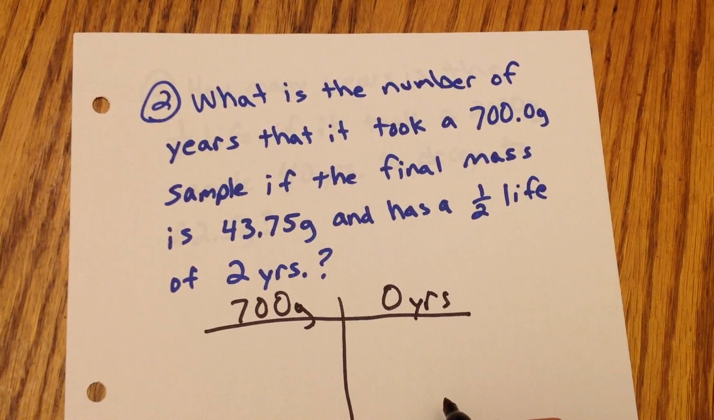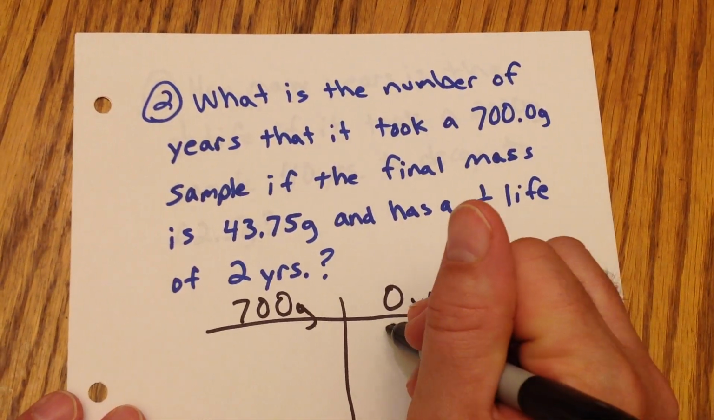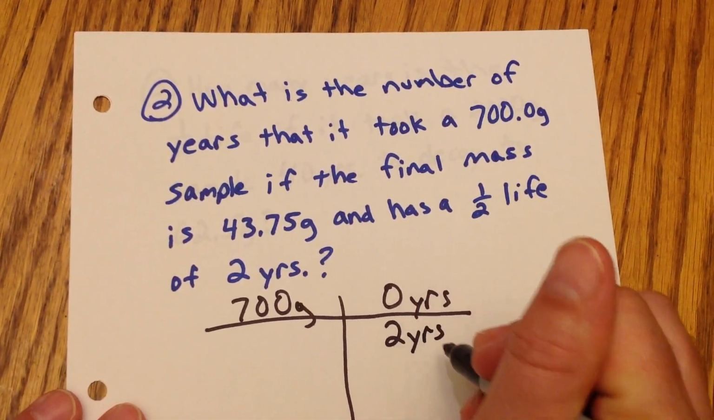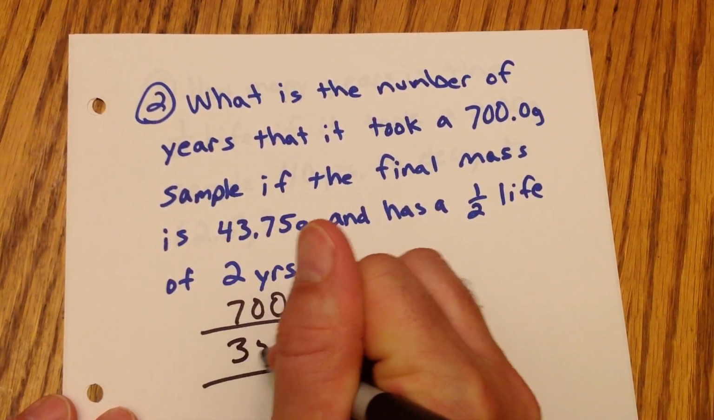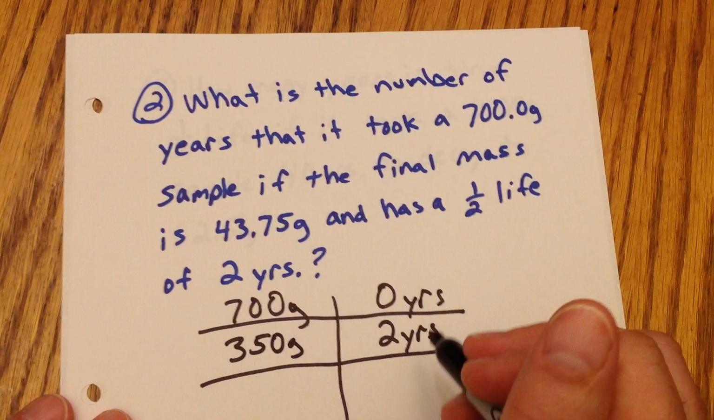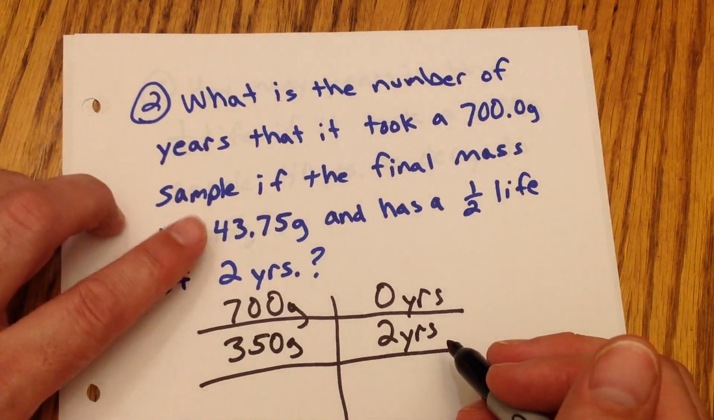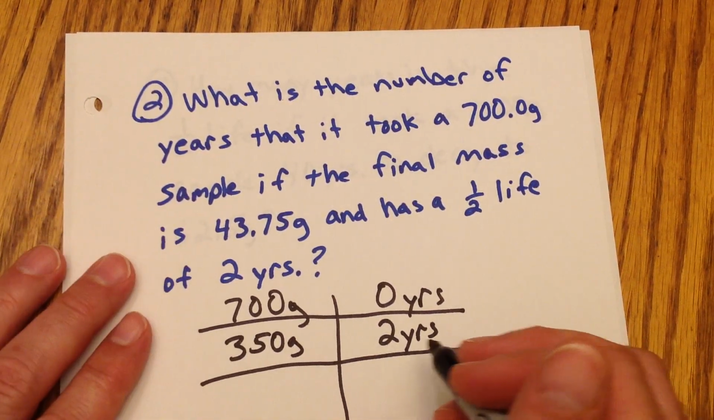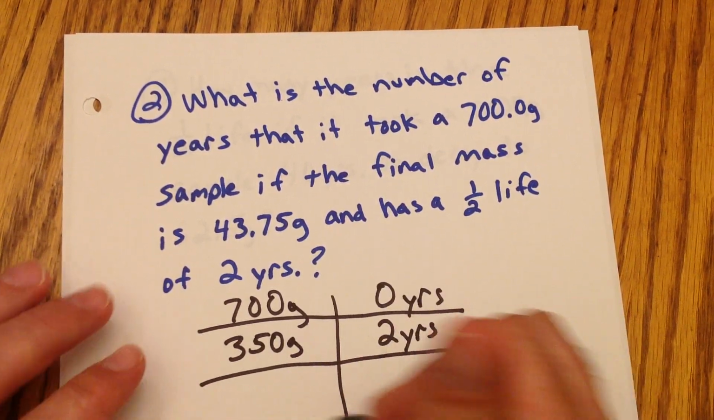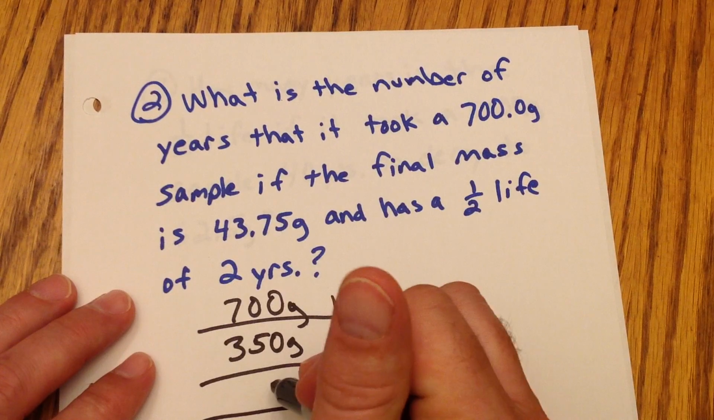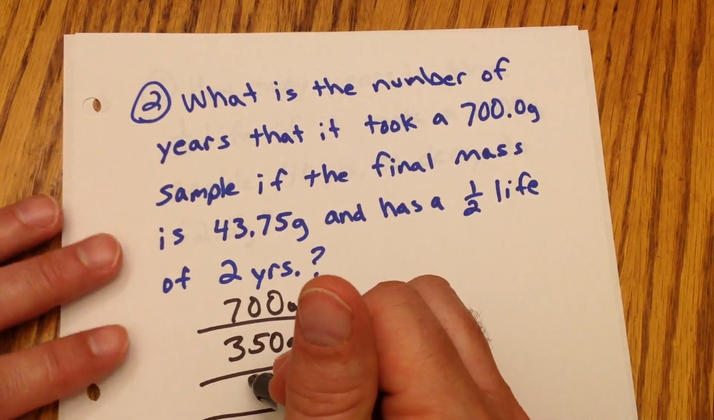So this time, the half-life is 2 years. So every time we have 2 years pass, we're going to have half the substance. Okay, are we done yet? No, we're looking all the way down here to 43.75. So we're going to be looking on this side instead of the year side. So I'm going to just keep dividing by 2.